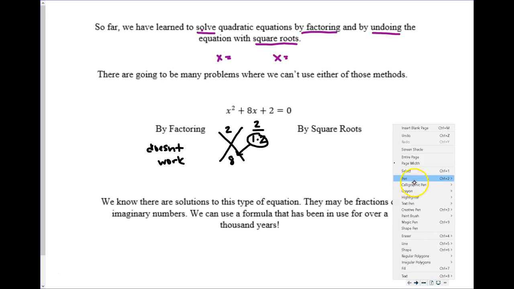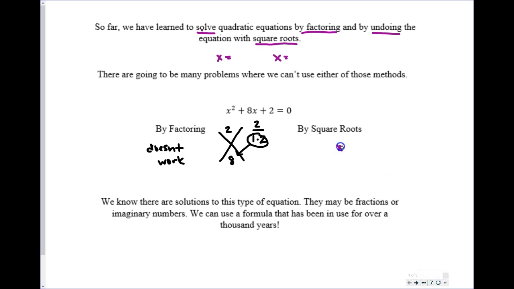Square roots, we've talked about this before, where if I have a problem like this with a third term, and I try and get x by itself, you're going to see that I can't take the square root of both sides because I've got this guy in the way. So neither of these methods work.